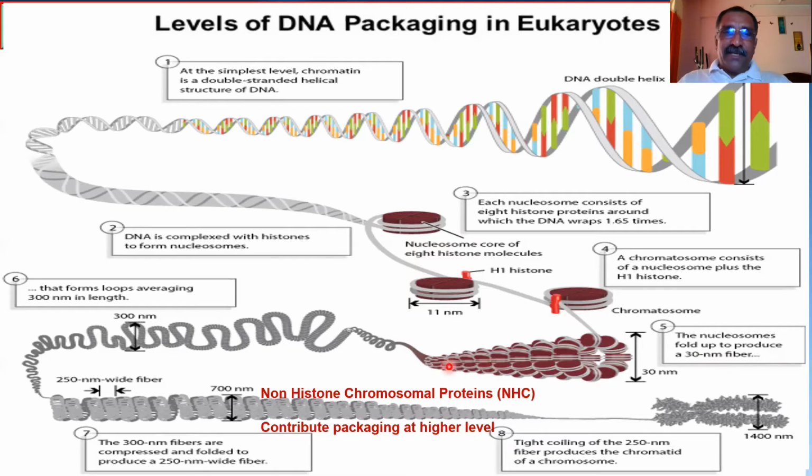Now this solenoid is again coiling like this, like a telephone wire. The size is becoming 300 nanometer. Look at the point: it forms loops averaging 300 nanometer in length. Then it is again coiling like our telephone cable. This is what you are observing with the instrument. And there the size is becoming 700 nanometer, but at the same time the thickness, or the width, of this fiber is just 250 nanometer.